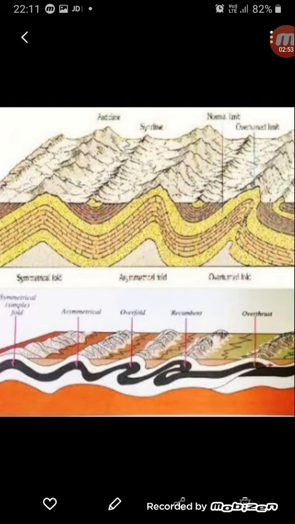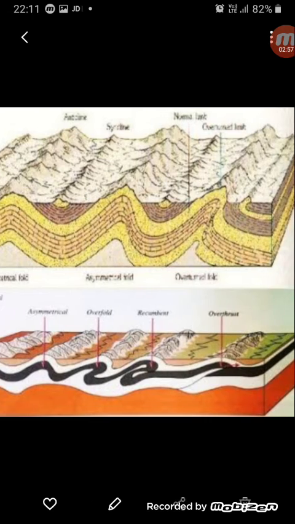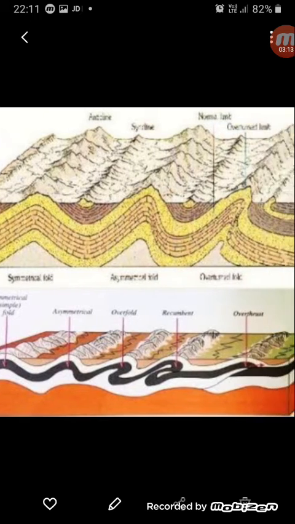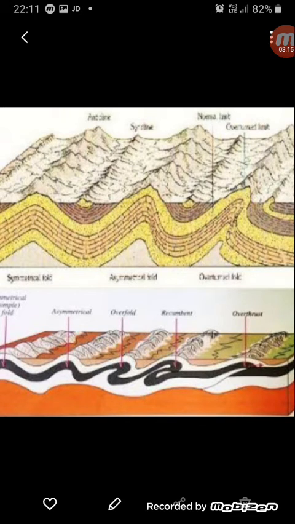If the limbs of the fold are inclined at the same angle, it is called a symmetrical fold. You can see the pictures of symmetrical folds here down below, where the limbs of the folds are at symmetry with each other. If the limbs incline at different angles, making one limb steeper than the other, then it's called an asymmetrical fold. Now, fold mountains also show faulting, sometimes caused by the earth movements.